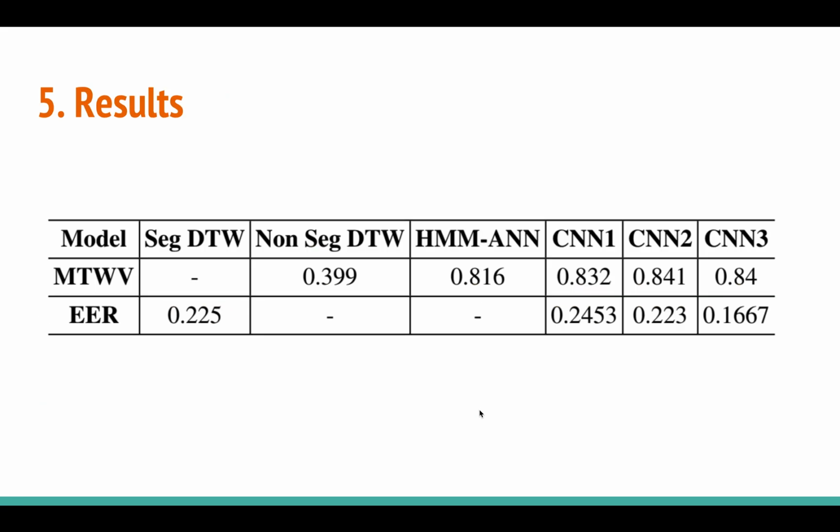Then coming to the results, they have MTWV, which is the maximum term weighted value for keyword spotting. Many people use it. Wherever you read a keyword spotting paper, you will see maximum term weighted value as the metric for evaluating your keyword spotting algorithm. Here, the higher the better. For segmental DTW they don't have a result. For non-segmental DTW they have approximately 0.4, and using DNN and HMM you get around 0.81, which is good. If you go to CNN and varieties of CNN, 0.84 is what you get with CNN 3, so maybe that is the better one. Then ER, which you must be knowing, the lower the better, and here also CNN3 is lower, so this is the best compared to all other existing keyword spotting algorithms.